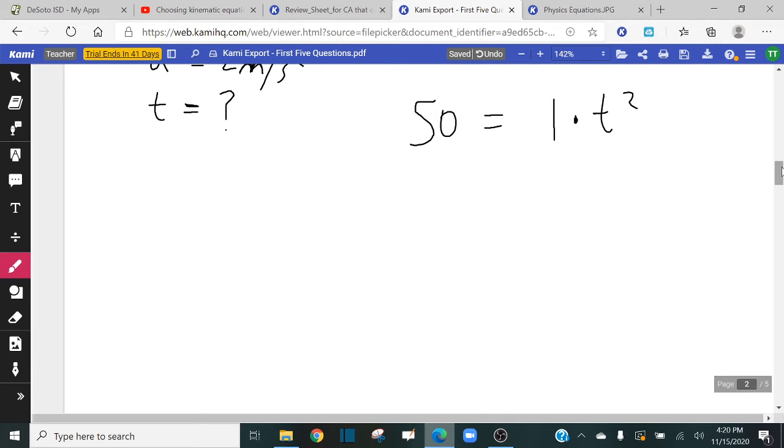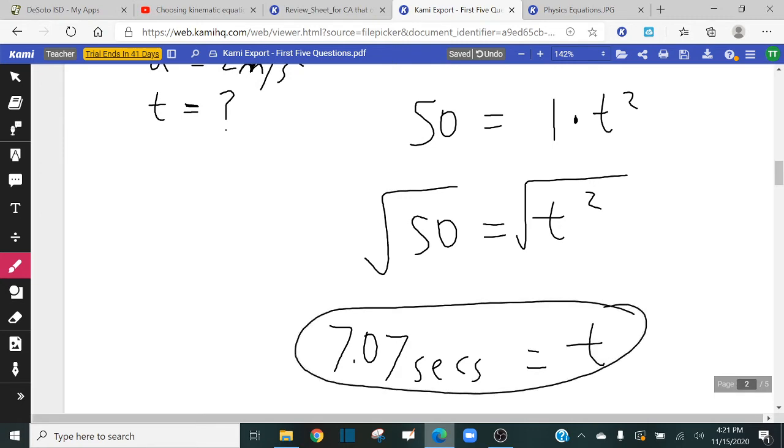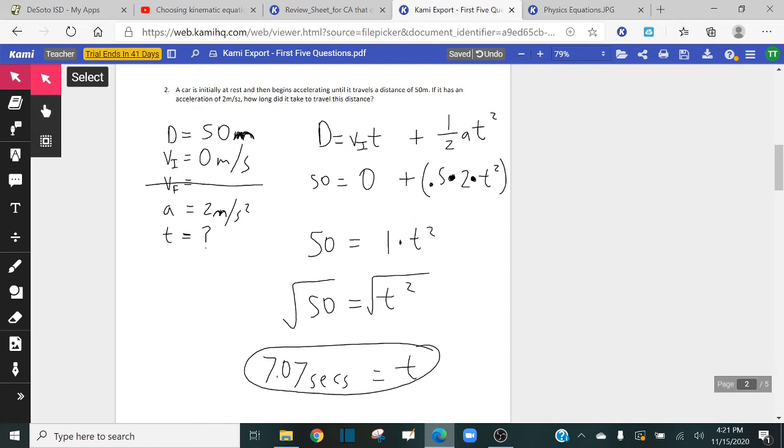So in other words, what we're trying to do here is get t by itself. In order to do that, we have to take the square root of this. So that square goes away. Whatever you do on one side of the equation, you have to do to the other. So the square root of 50 is equal to 7.07 seconds. Okay. So that is our answer for number 2. Hopefully that makes sense.